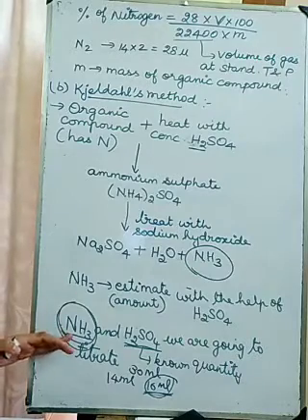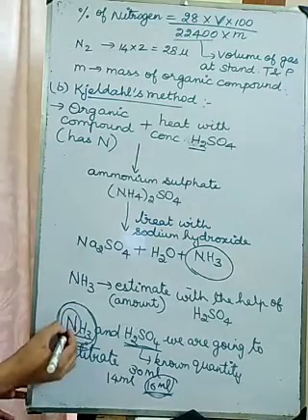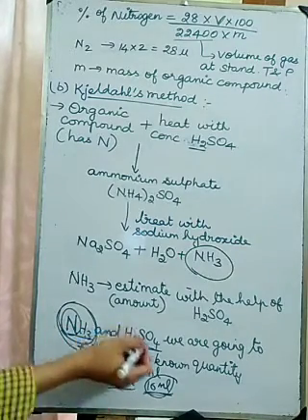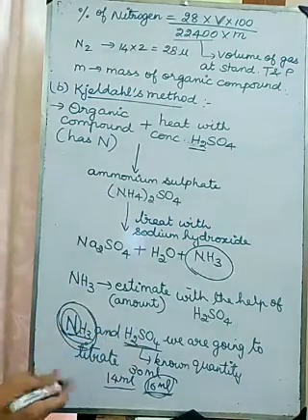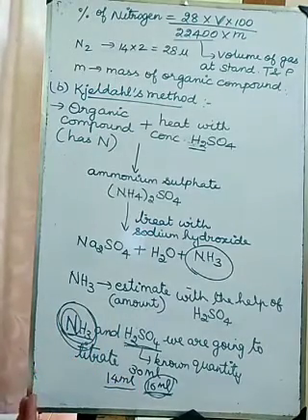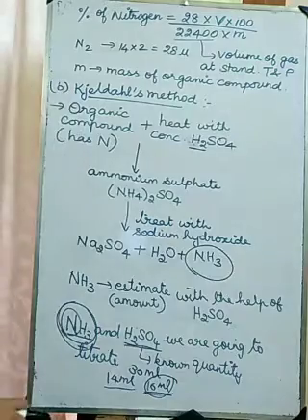One ammonia has how many nitrogen? One nitrogen. So how much ammonia has reacted with sulfuric acid we can find out, and from that we can find out the percentage of nitrogen. Understood? Yes.